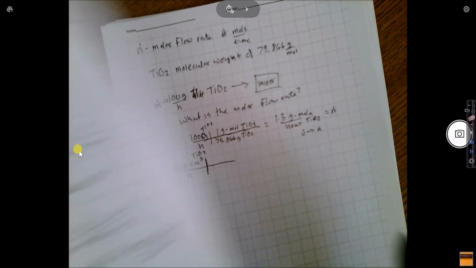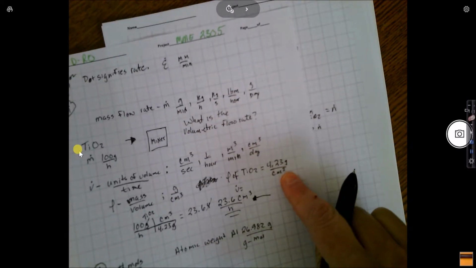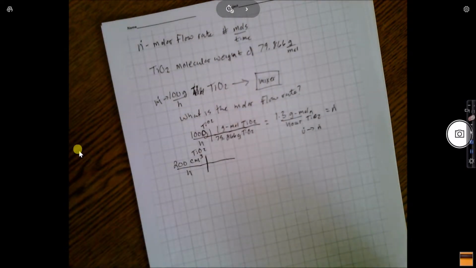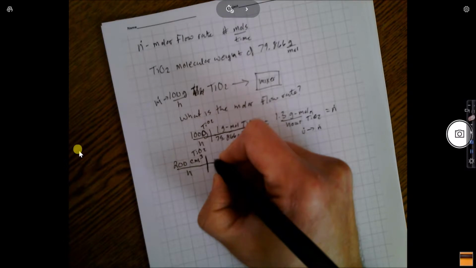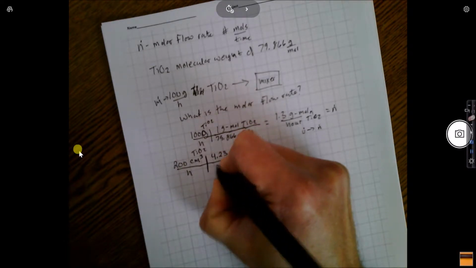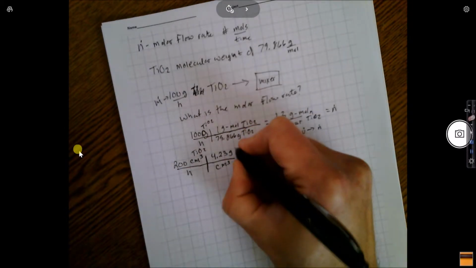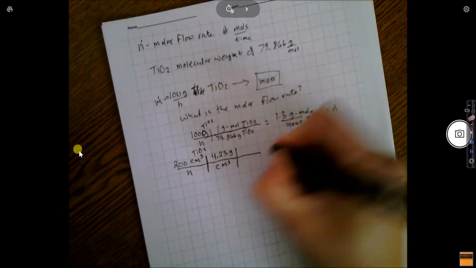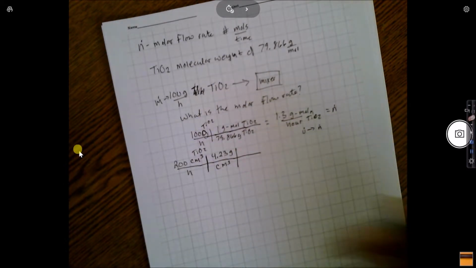We know that the density of titanium dioxide is 4.23 grams per centimeter cubed. So the first thing we want to get rid of is centimeters cubed, so we can just put in 4.23 grams per centimeter cubed. We don't have to flip the unit this time, like we did in the other example, so pay attention to that. If you don't remember what I'm talking about, feel free to hit rewind.